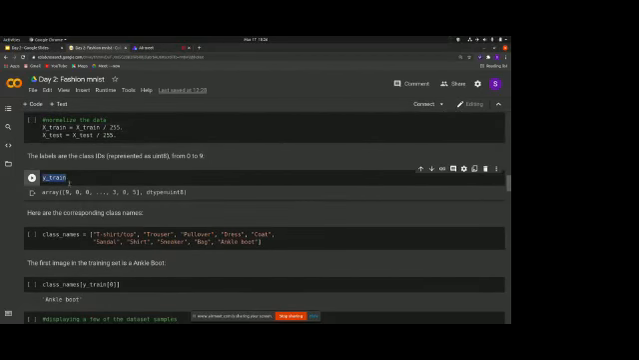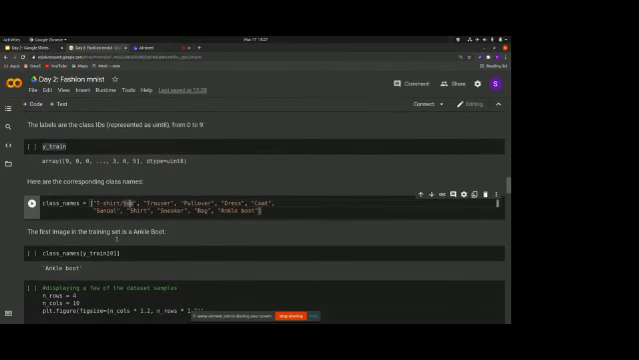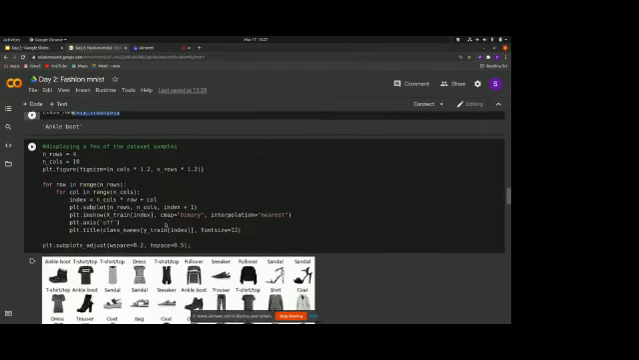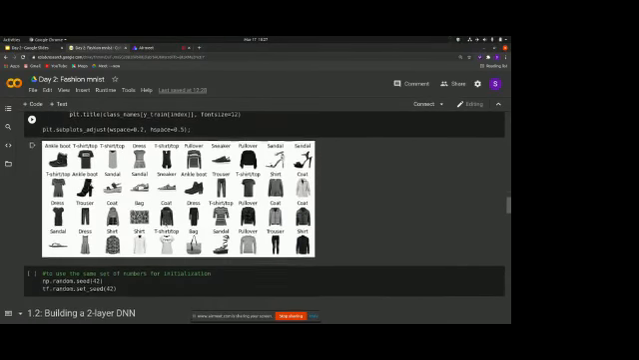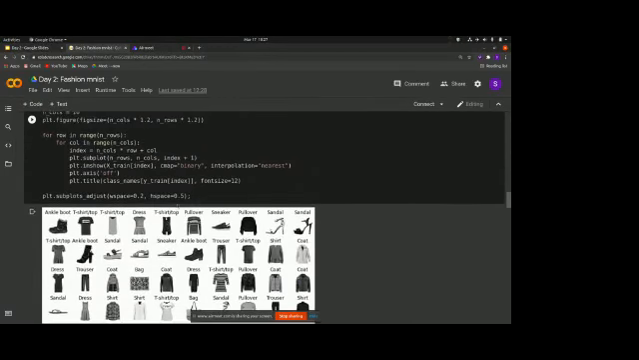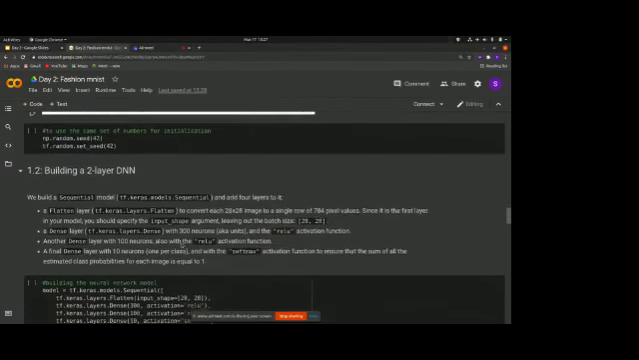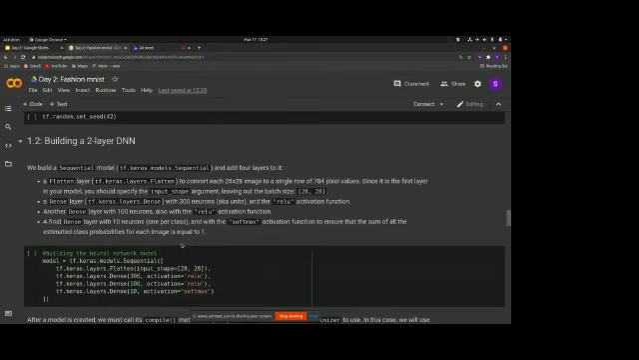Y train: these are our target labels. That is, each number denotes one of these labels, that is t-shirt or trouser, pullover, whatever. These are the labels for the respective numbers. We print one of these labels, that is ankle boot. Okay, we just view our dataset once again using matplotlib and set our random seed, which is to get the same data every time.